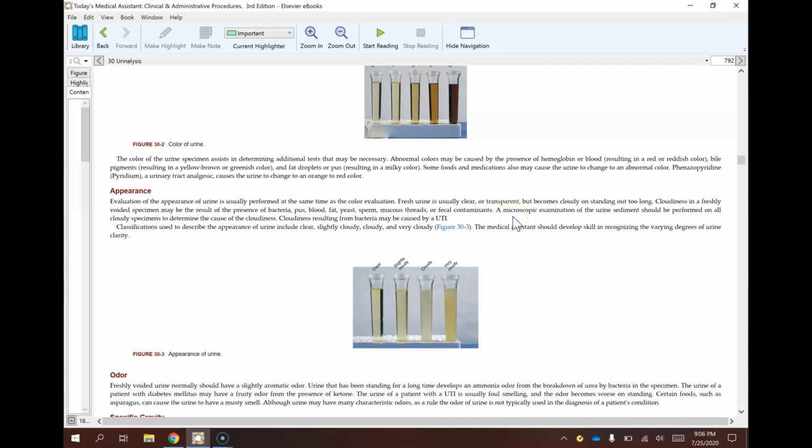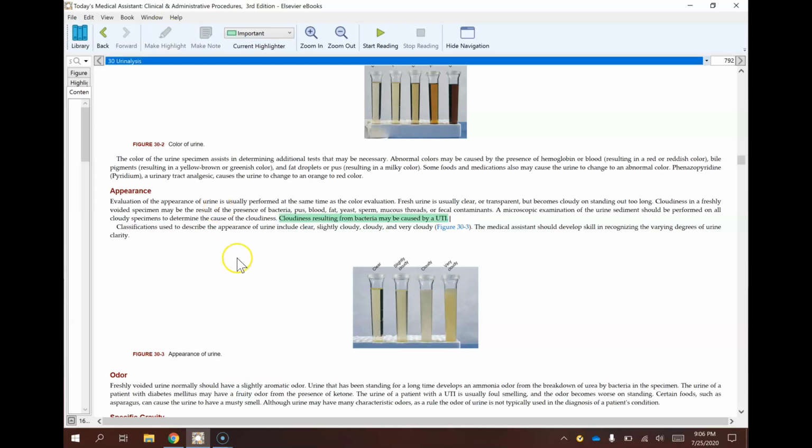Once they take that, make a slide of the urine and do a microscopic exam on a cloudy specimen, they will find out what is causing the cloudiness. The most common cause of the cloudiness is something called a UTI. UTI is a urinary tract infection.